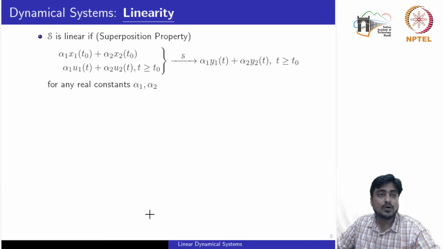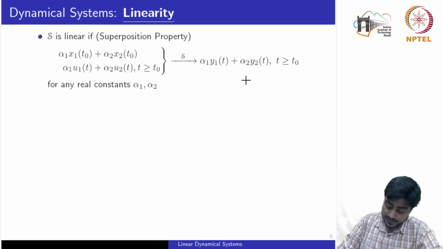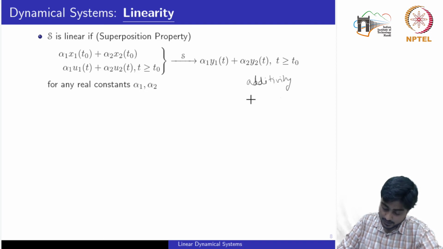Linearity is another important property of our dynamical systems. So we say that the system is linear if it satisfies the superposition property. Now this superposition property is basically the combination of two properties. One is additivity and another is homogeneity.